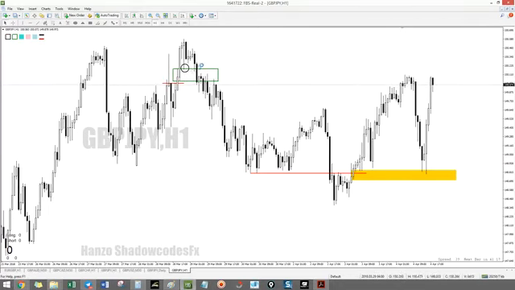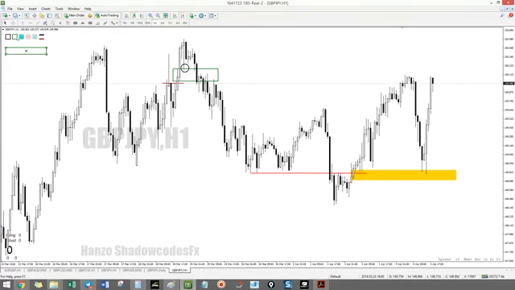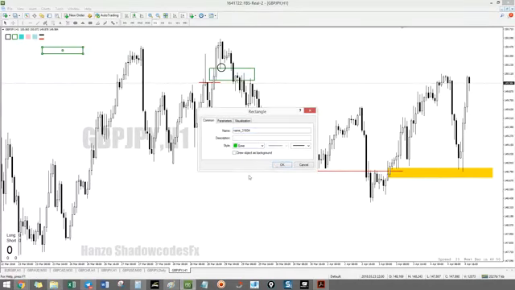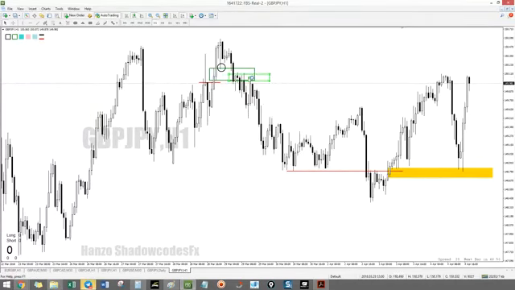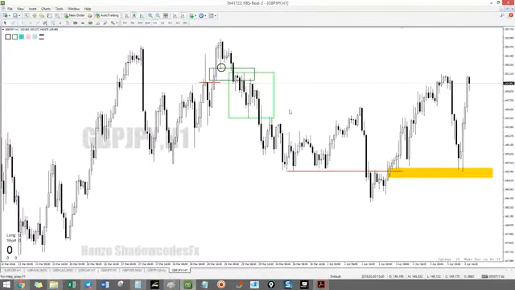Okay, so eventually price is able to break. Okay, price is able to break, and then what happened? It retests. Okay, once it's broken, it will become a new flat limit. Okay, this one I changed the color, green, lime, I think. Okay, so up to here, to the lowest one. Okay, so let's see. Look, the same. The new flat limit. All right.